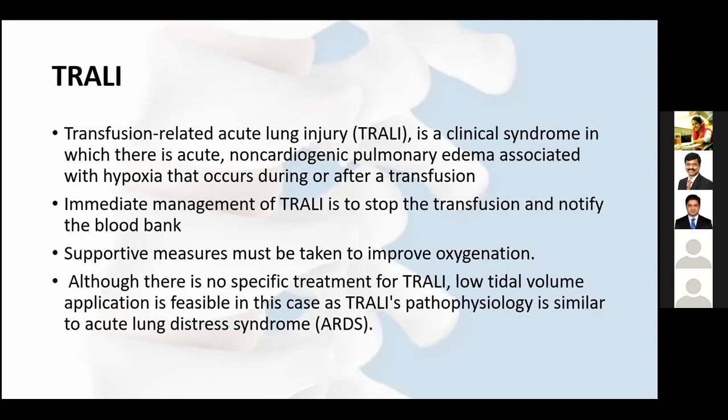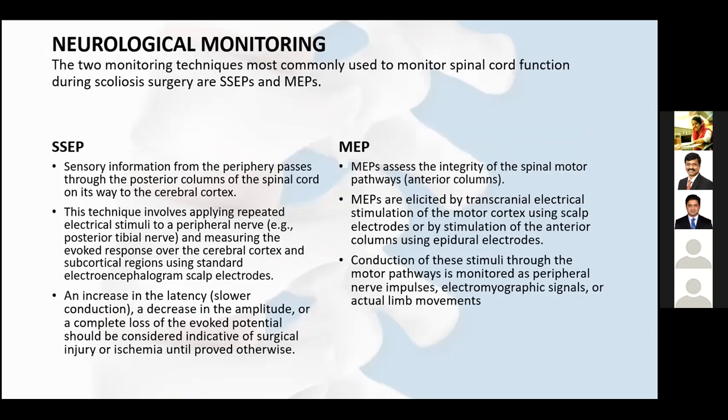Next, Soumya, could you just elaborate about the neuromonitoring, how they do it and what things they do? So for neurological monitoring, the two techniques most commonly used to monitor the spinal cord function during scoliosis surgery are the somatosensory evoked potential and the motor evoked potentials. In the somatosensory evoked potential, the sensory information from the periphery passes through the posterior column of the spinal cord on its way to the cerebral cortex.